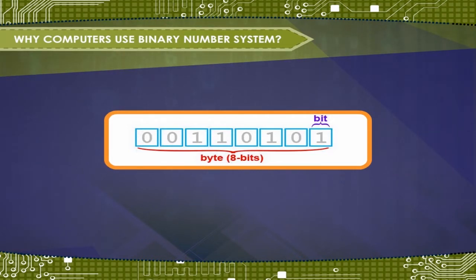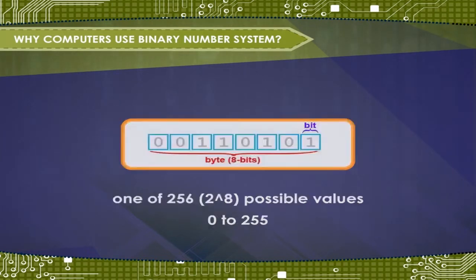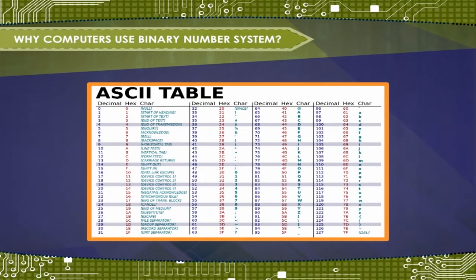This is an ordered sequence of 8 bits that can represent one of 256, or 2 to the power of 8, possible values. So, a byte of memory can store a decimal number in the range 0 to 255. These are good enough to represent all the printable and non-printable characters. The ASCII code was developed to represent all characters, including capital and small alphabets, numbers 0 to 9, punctuation marks, and any other special characters.